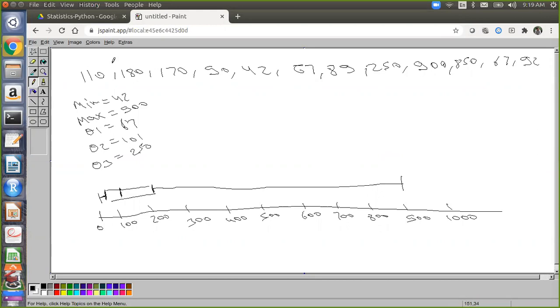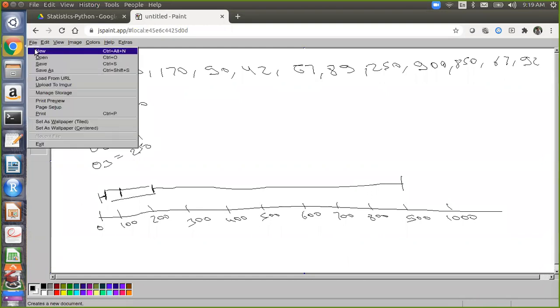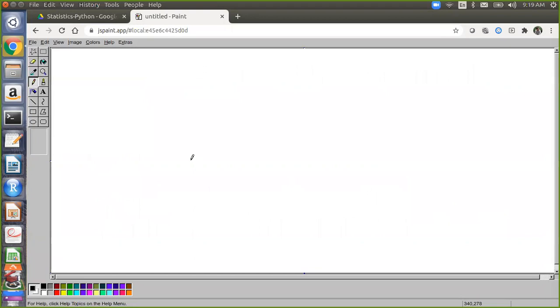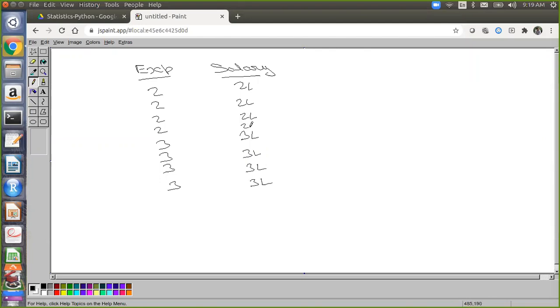Okay, so a simple example I will give you. Let's try to understand. Suppose we have number of years of work experience and your salary. Okay, now your experience is 2 years, 2 years, 3 years, 3 years. Okay, salary is basically 2 lakhs, 2 lakhs, 3 lakhs, 3 lakhs, 3 lakhs, 3 lakhs, and this is 2 lakhs. So suppose this is your data.